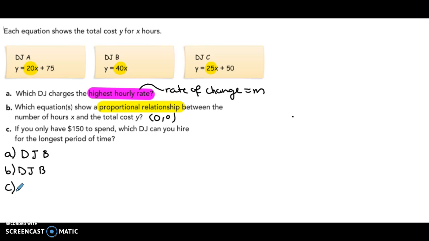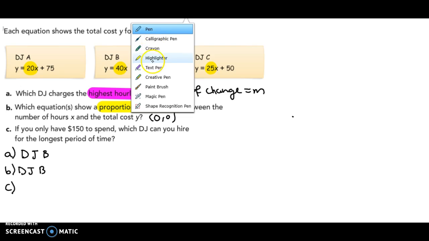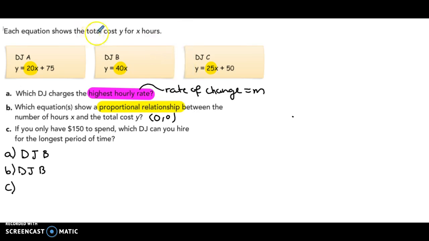Part C says if you only have $150 to spend, which DJ can you hire for the longest period of time? So if we look at our equation at the beginning here, it says that y represents the total cost. So that means that our $150 to spend represents our y value. So let's kind of work this all out.